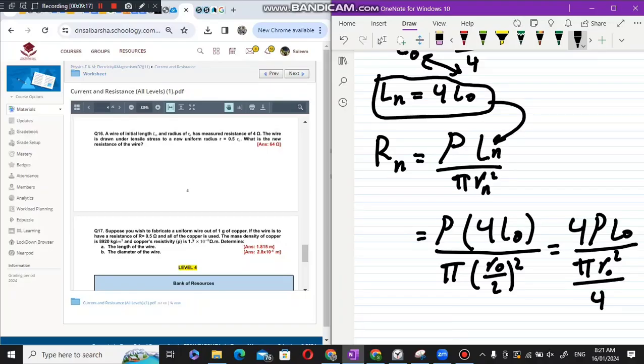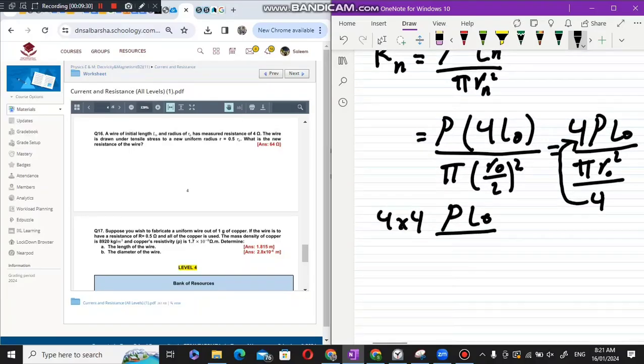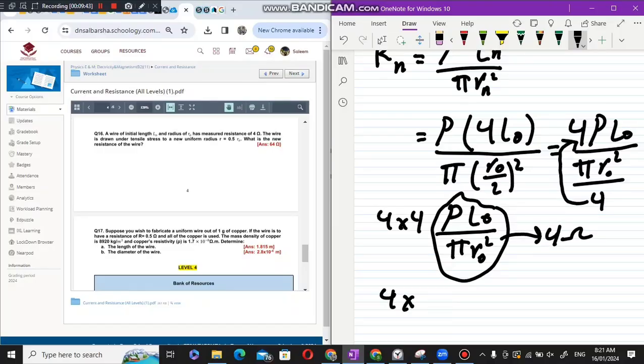So if we have this form, now this will go up and be multiplied by this. So we'll have 4 times 4 multiplied by resistivity times length over pi times R initial squared, and all of this, length old, R old, and so on, was actually the 4 ohms. So we'll have 4 times 4 times the 4 ohms, which is 16 times 4, equal to 64 ohms. This is the new resistance. So this is R new.